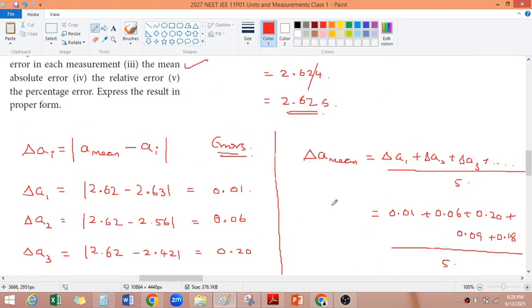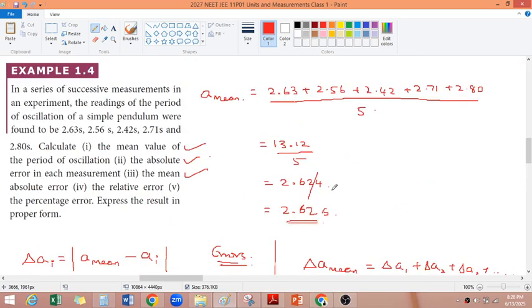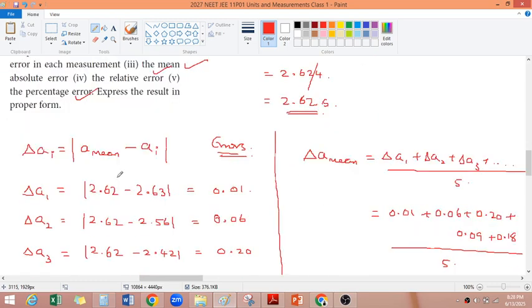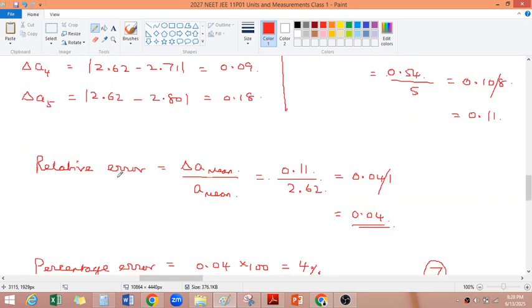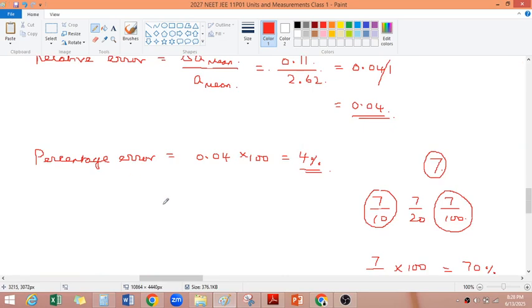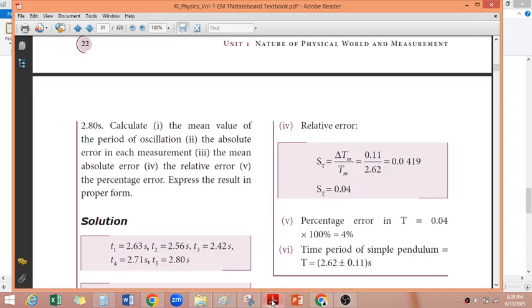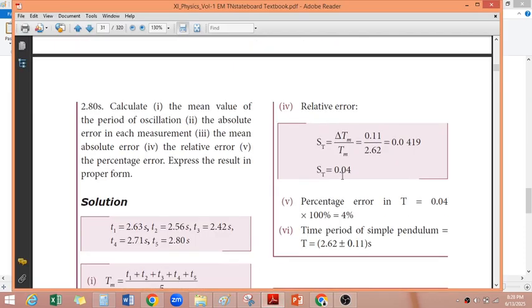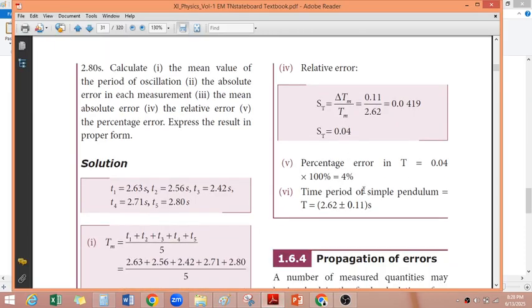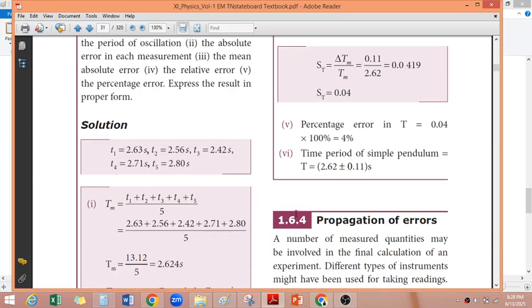Any questions? I have done this very slowly. Express the result in proper form. Percentage error, relative error we did it, percentage error also we did it. 0.044%. Express the result in proper form.